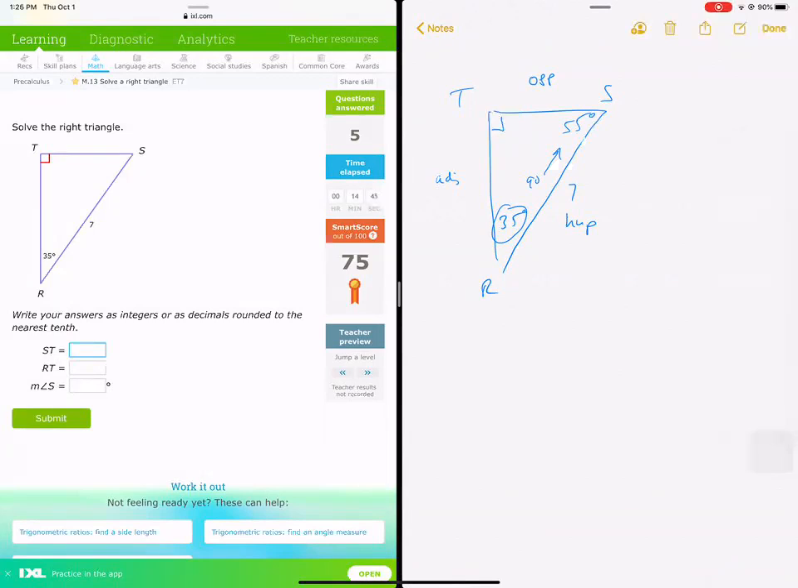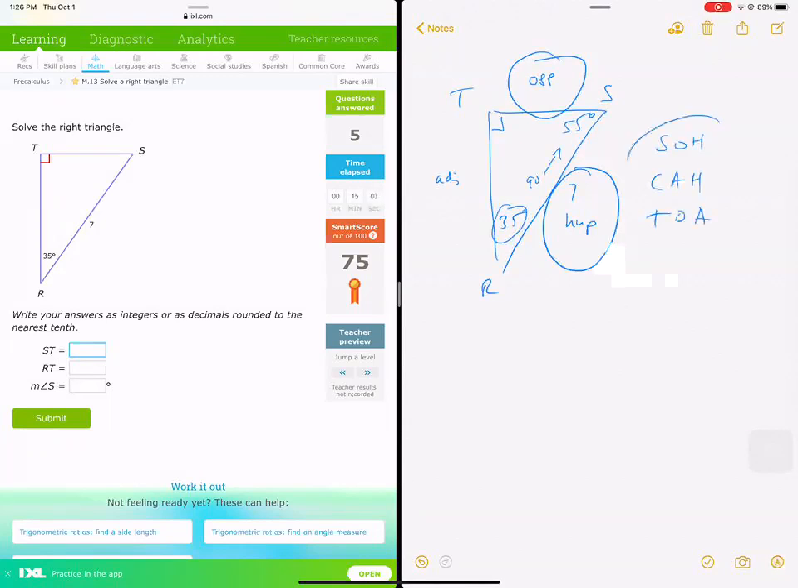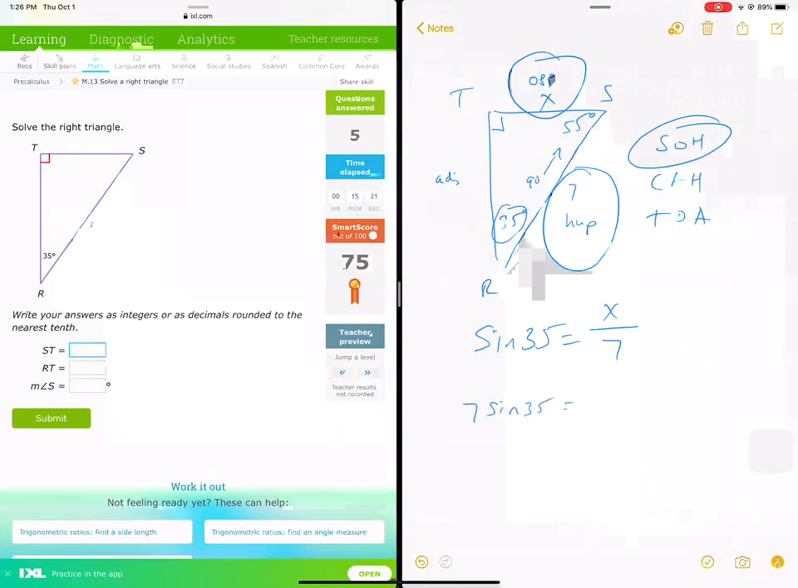So for this problem, to find TS, the opposite. Remember I teach it, pick a side we know and a side we don't know. So it's opposite and hypotenuse. Sine, cosine, tangent. Which one is opposite hypotenuse? Sine. So we have sine of the angle 35. What is the opposite of 35? That's unknown, we'll call it x. And what's the hypotenuse? That's 7. In this problem, we just have to multiply 7 to both sides. And that's just calculator work. I'm going to come back and deal with that later.